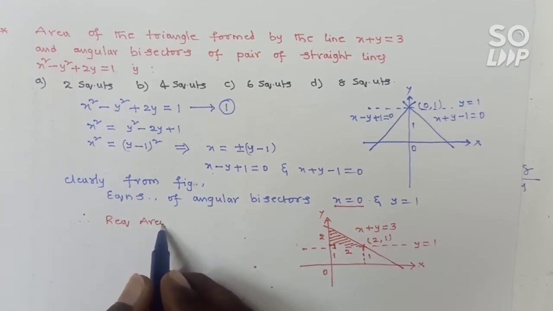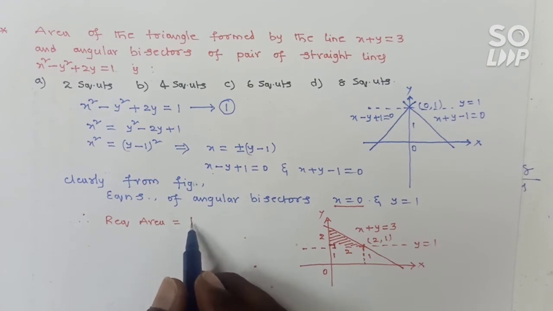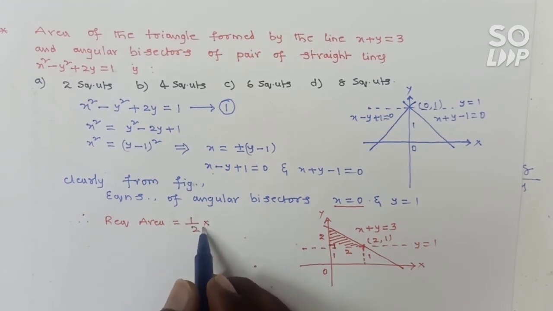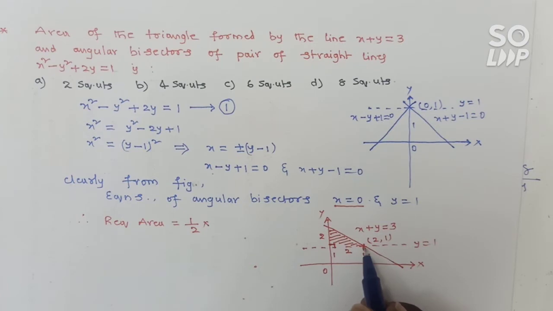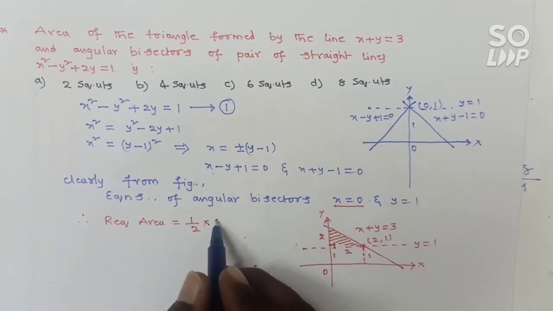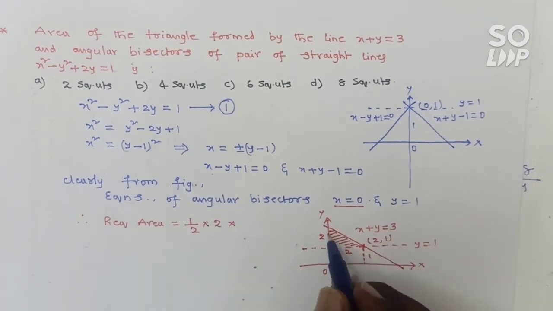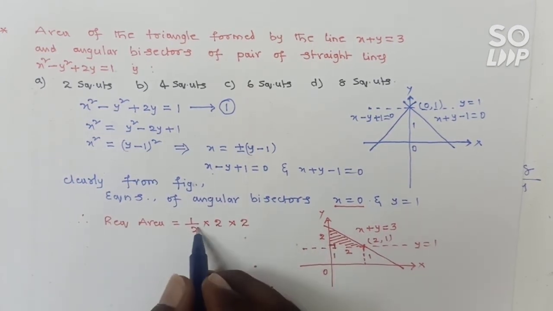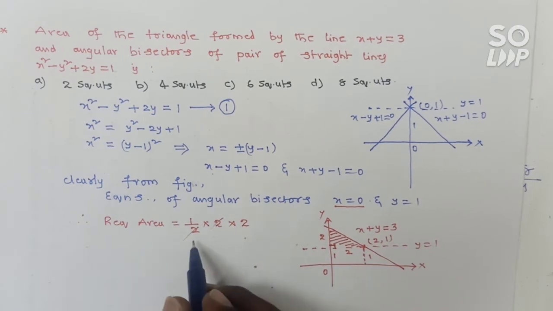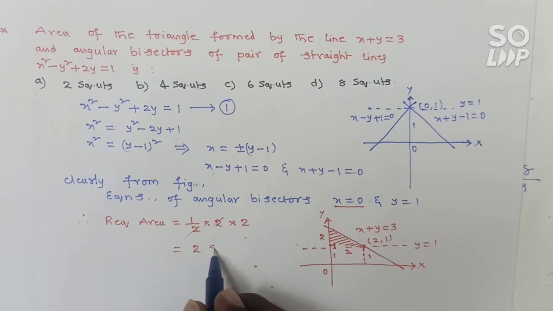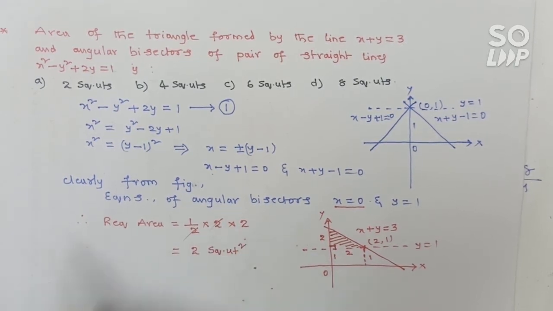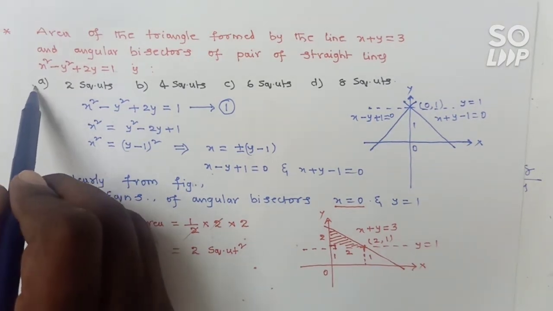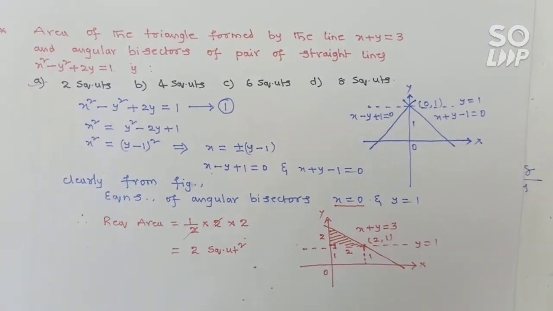half into base; this length is the base. This length is equal to 2 units and the height is nothing but this one, that is also 2 units. Here the 1 by 2 will be cancelled, so the required value is 2 square units. So your answer is option A. Option A is the correct answer.